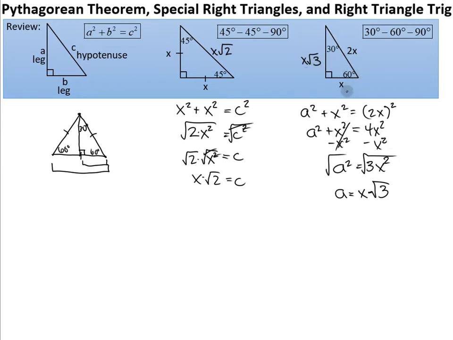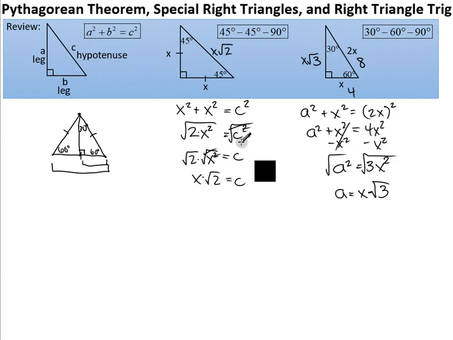So if this length is 4, the smaller length, we call this the shorter leg, because in this triangle the legs are different lengths. We call this the short leg. This is referred to as the longer leg, and this is the hypotenuse. So the shorter leg is 4. The hypotenuse will be twice as big, 2 times 4, or 8. And the longer leg would be 8 times the square root of 3. So it's just x, the shorter leg, times the square root of 3.